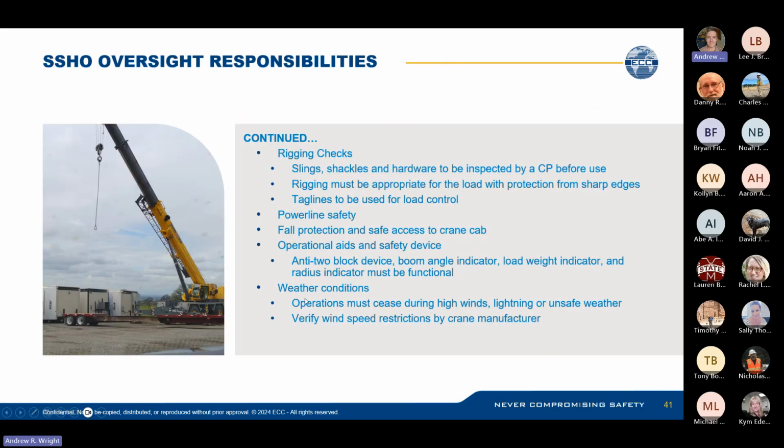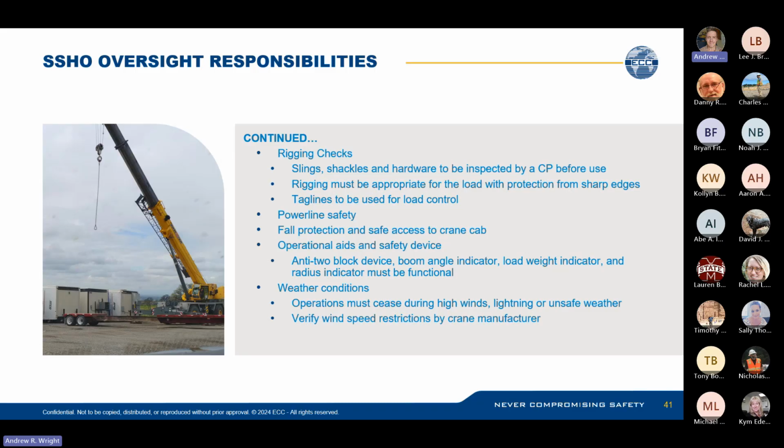So SSHO oversight responsibilities continued. Rigging checks: ultimately the qualified rigger is going to be responsible for this, and that's going to be associated with the crane company hired. But you can keep them honest and do spot checks yourself. You could check the slings, shackles, and hardware. Make sure it's inspected, that they're filling out inspection forms and inspections are documented. Maybe do a little once over.